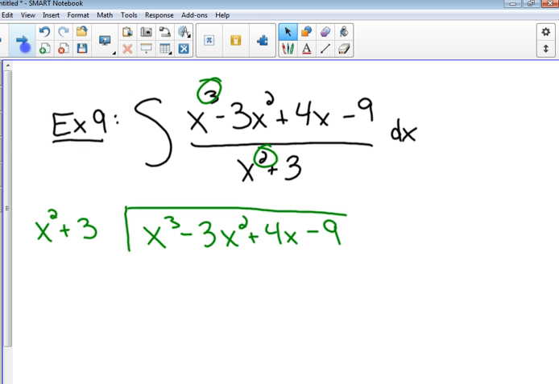But anybody who needs to check their factoring, this one's not as bad. Yeah, it's not bad.